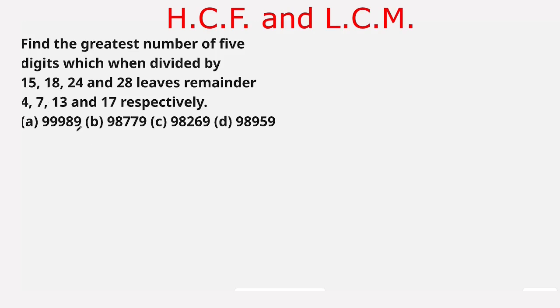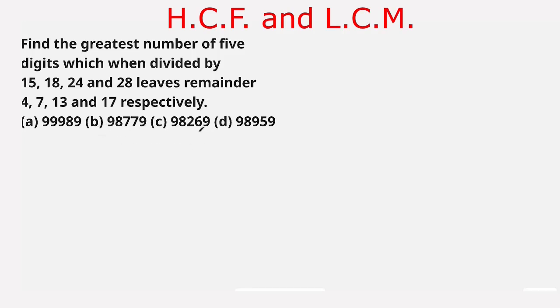Now if we add 11 to option A, then 89 plus 11 is 100, and 999 is divisible by 3, and then the last 3 digits, 100, is not divisible by 3. So option A is not possible. Option B: if we add 11 to the last two digits, it becomes 90. So the number will become 98790, and the last two digits are not divisible by 4. So option B cannot be our answer.